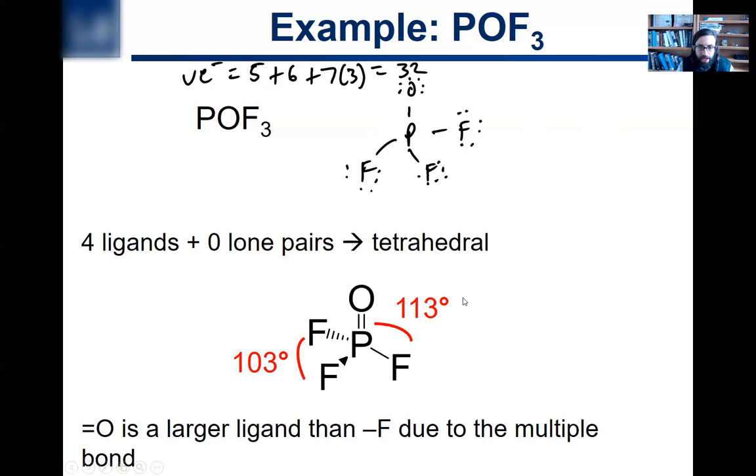But just to show you the bond angles, similar type of thing as the last example. Again, you have a multiple bond here, a double bond, that's going to take up more room. And so although the idealized bond angle is 109.5, the actual number here is 113. It's greater than 109.5, and the fluorine-phosphorus-fluorine bond angle is less than 109.5. This multiple bond takes up more room.